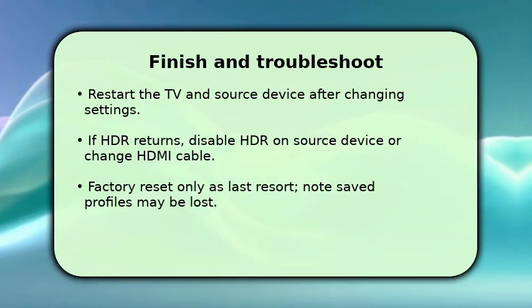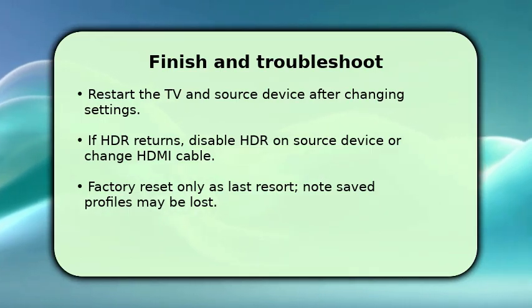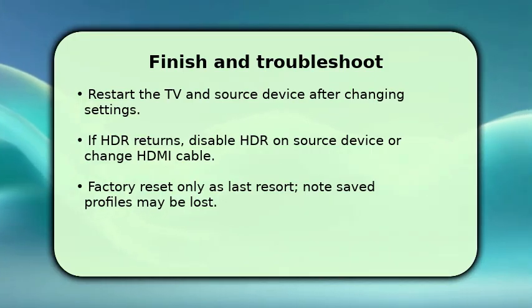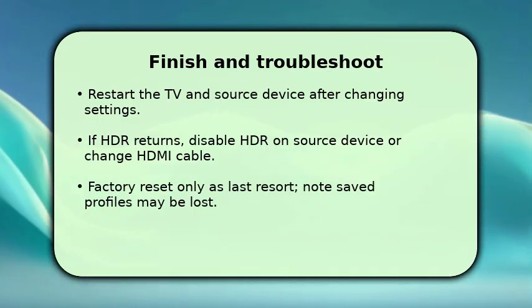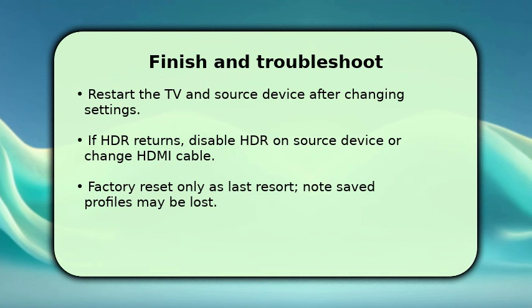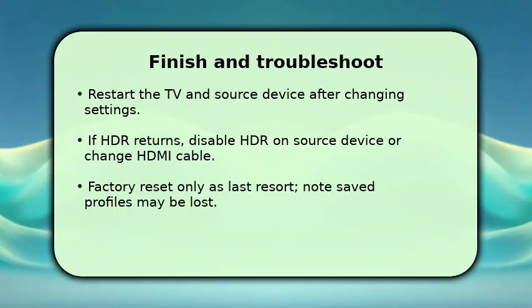If HDR keeps returning, turn off HDR on the source app or device. Many streaming apps force HDR, and try a different HDMI cable since handshake issues can re-enable HDR. Should persistent problems occur, make sure firmware is updated. Only consider a factory reset as a last resort, because you will lose customized profiles. One key tip: test with a different HDMI port to isolate the issue.